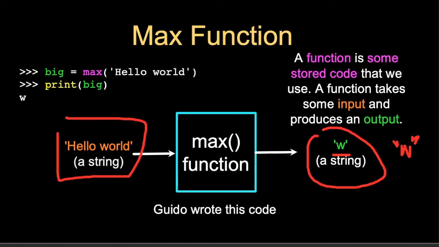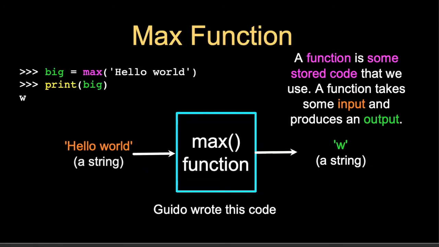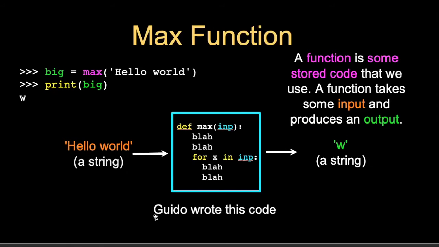So a function is some stored code. This is what I call encapsulated logic that we use. A function takes some inputs and produces an output. That is exactly the premise behind the construction of a function and what it is, right? Make sense? Okay, so Guido wrote this code. I have no idea what this means. This is probably the author of the next one, okay, so Guido wrote this code.